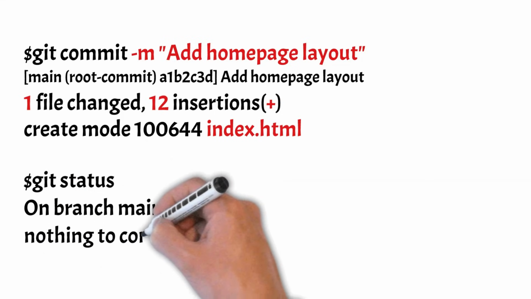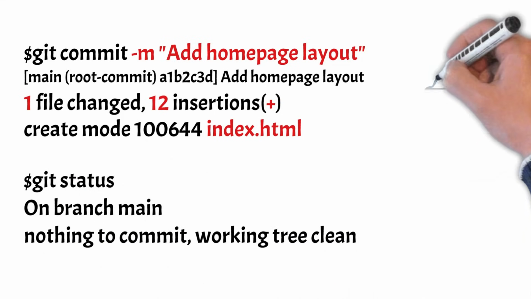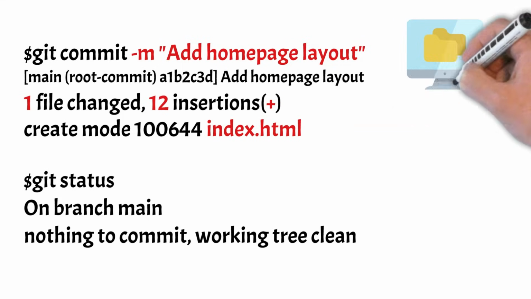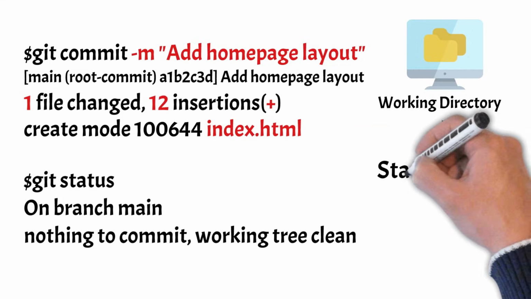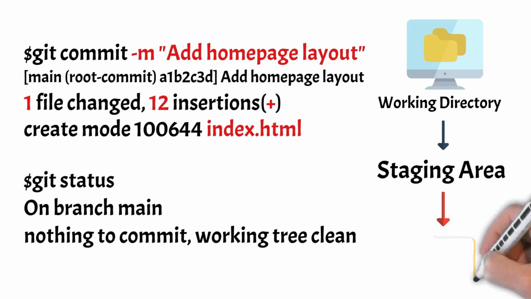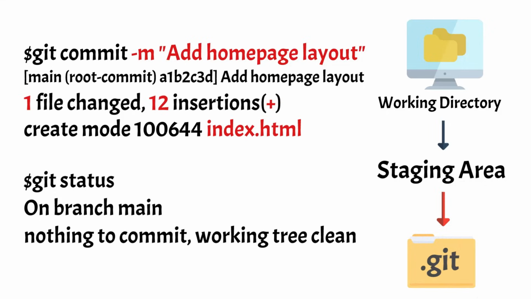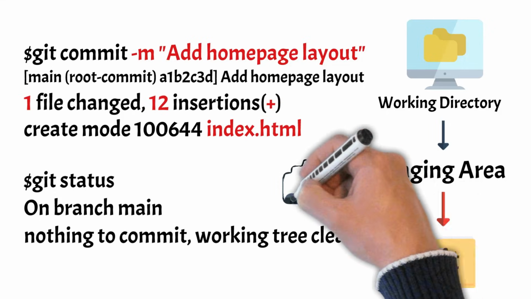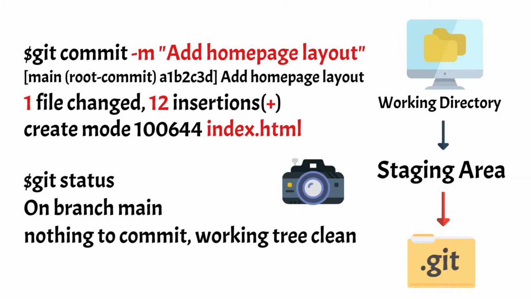A follow-up git status confirms the working directory is clean, meaning all changes are safely recorded. In the diagram, the highlighted arrow shows the movement from the staging area into the repository, illustrating how commits capture a permanent snapshot in your project's history.